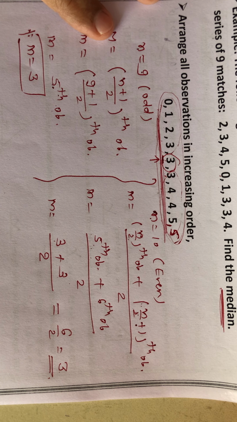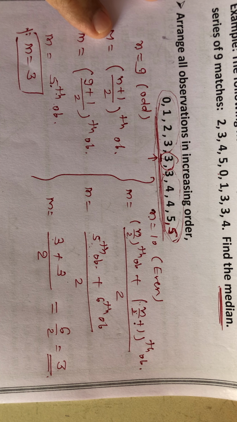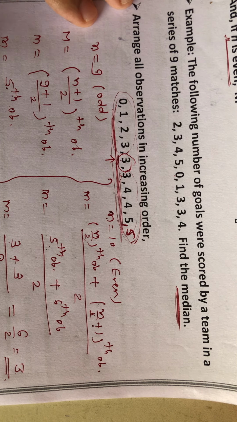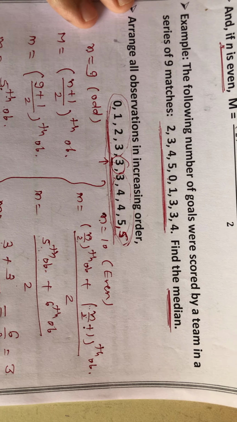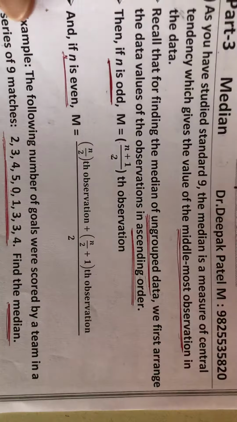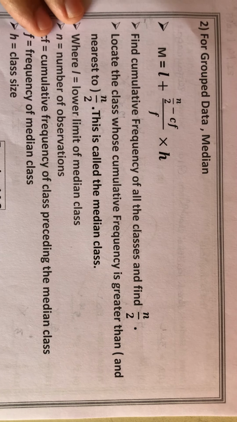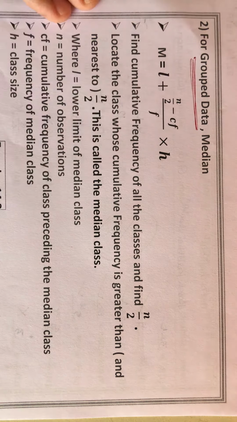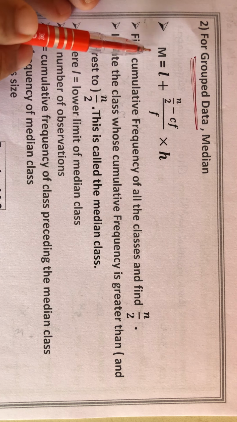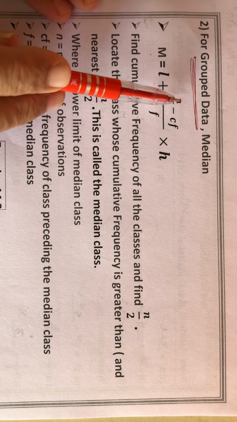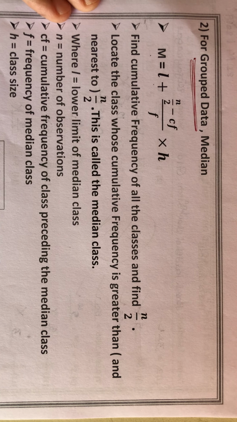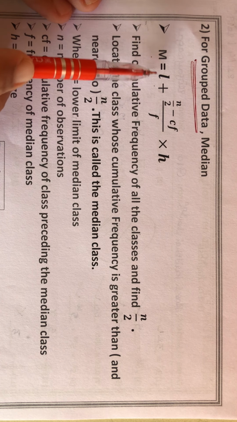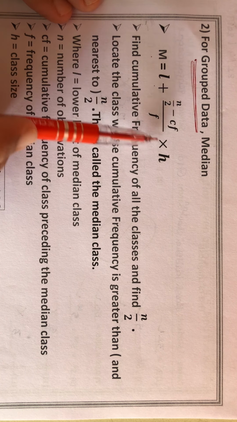Clear? Got it? Now, how to find the median when the data is ungrouped data. Ungrouped means it is not grouped data. So it was nothing but revision of 9th standard. Now it is for 10th standard. See, for grouped data the formula changes. For median, m is equal to L plus n upon 2 minus CF upon F into H. How to read? Again, m is equal to L plus n upon 2 minus CF upon F into H.